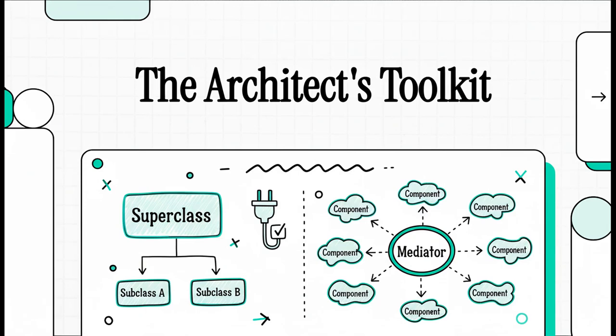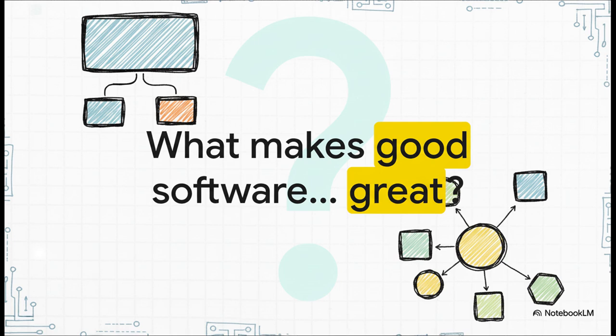Hey everyone, anyone can write code that works, but what does it take to architect software that's truly robust, elegant, and really built to last? Well, it's all about making that shift from just being a coder to truly thinking like an architect. So let's start with that big question. What actually makes good software great?